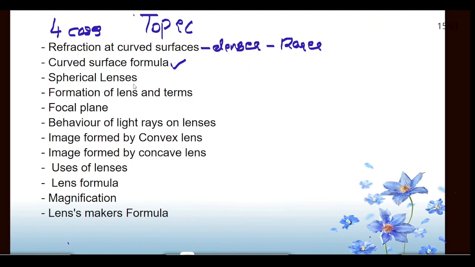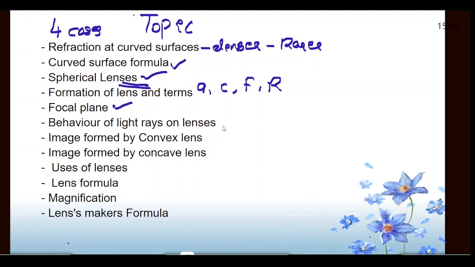After that, the main important part of this chapter, that is spherical lenses. How these lenses form and the main important terms like optical center and center of curvature, then focal length, focus. We will discuss all these terms. After that, focal plane. What exactly is the focal plane? When does the image form on this focal plane?